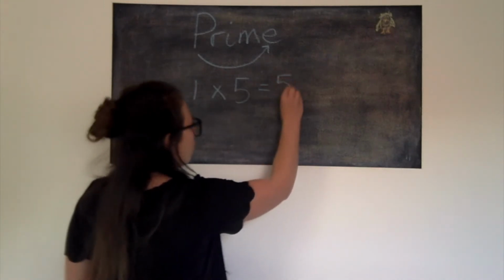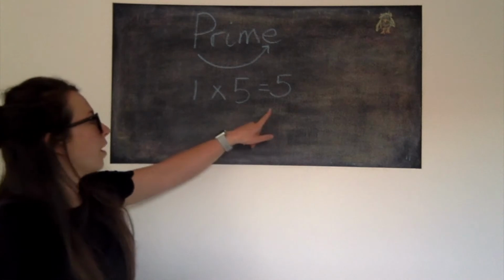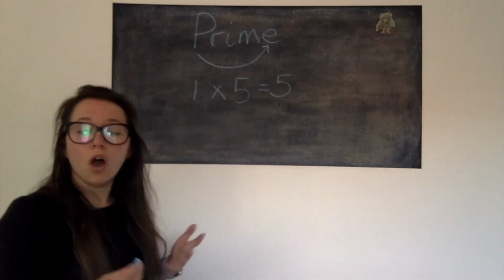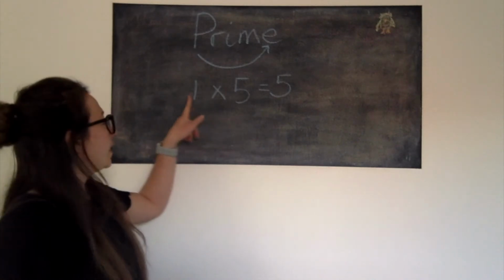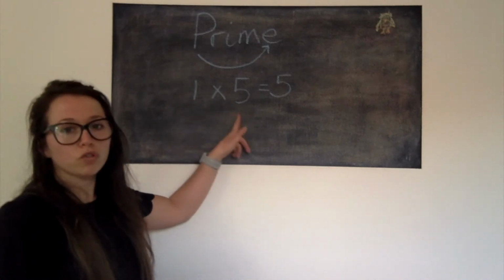Okay, so the prime number that I'm going to start off with is 5. It's a prime number because the only way that I can make 5 by doing a multiplication is 1 times 5, or one group of 5.